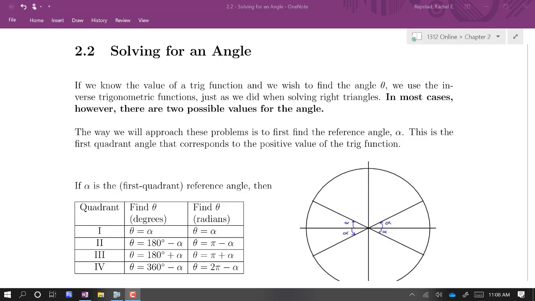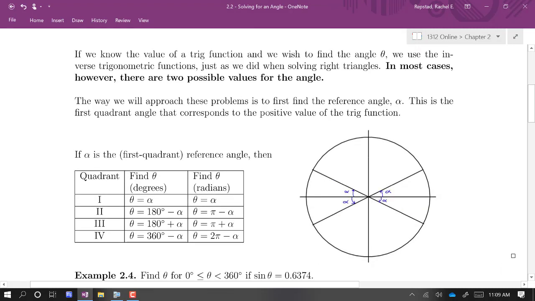In most cases, with the right triangle, we know that we're looking for a first quadrant angle because those are the only kinds of angles that can be in a right triangle. But we're going to find that just in the general case, not restricting ourselves to a right triangle, there might be two possible answers for the value of theta if I know the value of a trig function.